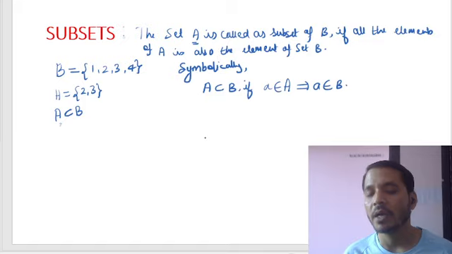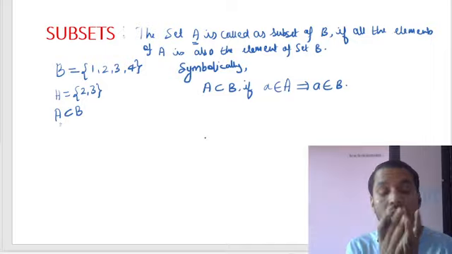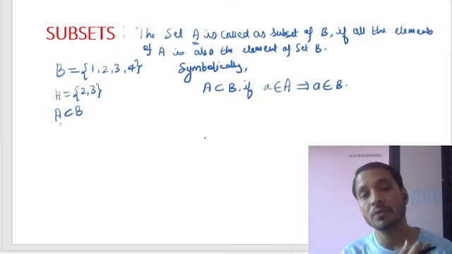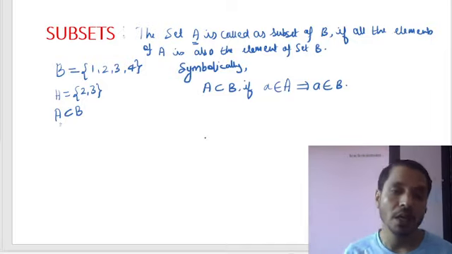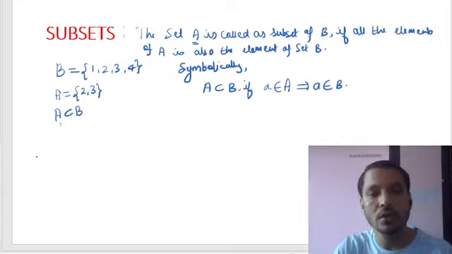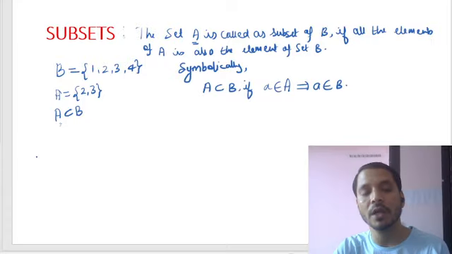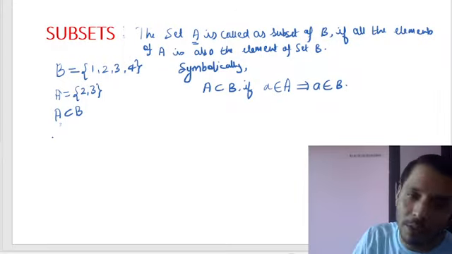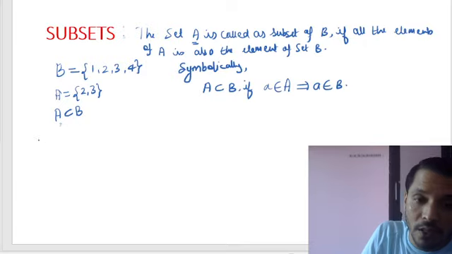Now here one idea you will be getting in your mind is how many subsets we can write for any set. As you can see here, A is one of the subsets, right? But we can take element one and write another subset. So different subsets are possible, right?